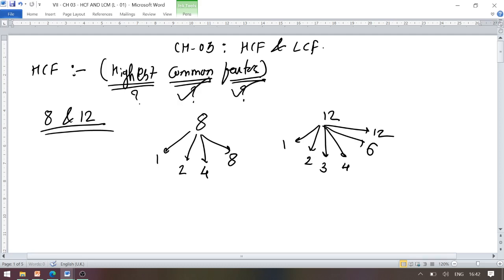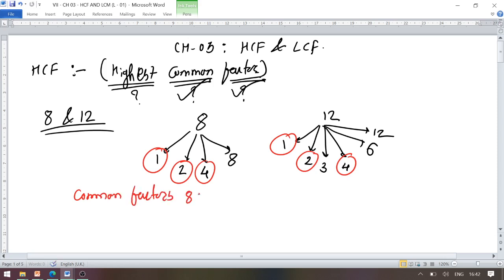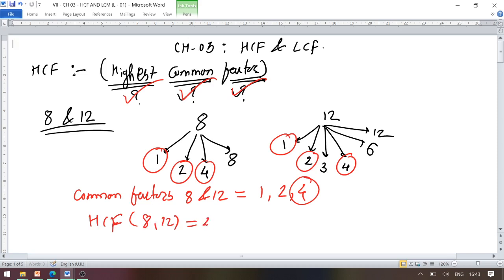Now we have the factors for the given numbers. Among them, which are the common factors? For the common factors, I will make a circle here: 1, 2 and 4. So the common factors of 8 and 12 are 1, 2 and 4. Among them, which is the highest factor? We have 4. So the HCF of 8 and 12 is 4.